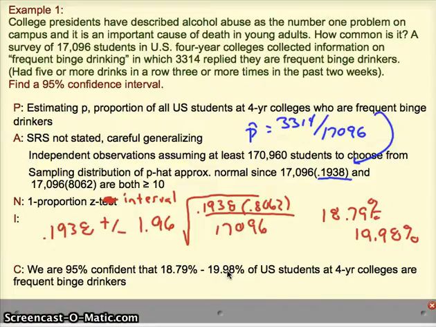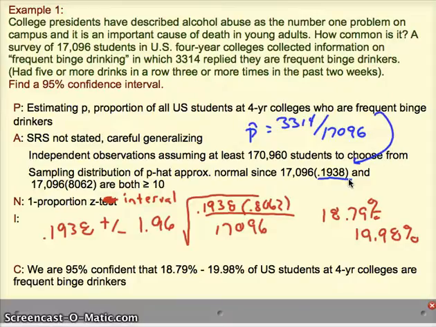And then we have a conclusion. We're 95% confident that 18.79% to 19.98% of U.S. students at four-year colleges are frequent binge drinkers. Hey, as a father, that's a frighteningly high number. It's also a very narrow range. Why is that? Well, it's because the sample size is so large. So when we get a big sample, we can be more precise in our estimates.